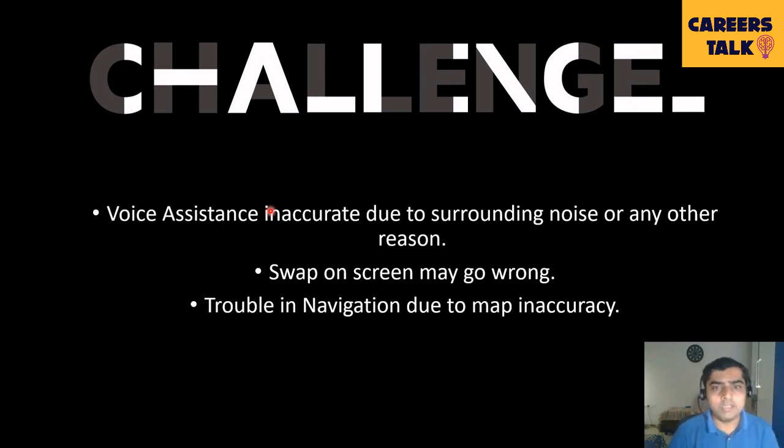One more thing we have seen: since we are majorly going to use Google Maps for navigation, in many cases we have seen this navigation is also not effective. It will give wrong information, the location you select is not taken properly, or the pickup location is not taken correctly. So an accuracy issue may come for the Google Maps related navigation. These are some of the challenges I have identified here.